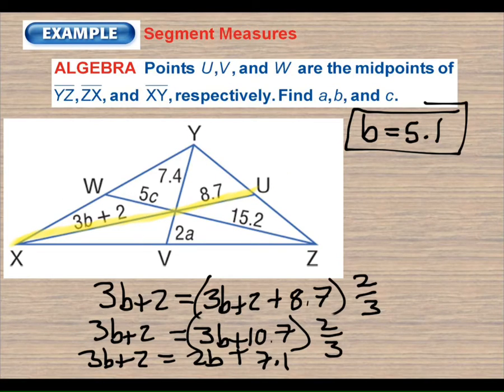So let's look at another one. Let's say this one. We know from the vertex to the centroid, that's 7.4, is equal to 2/3 of the entire median. So the entire median in this case is 7.4 plus 2a, right? 7.4 plus 2a.